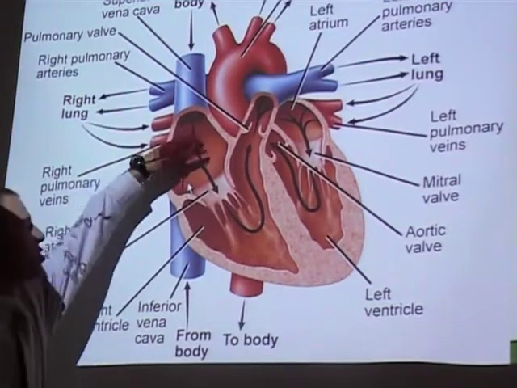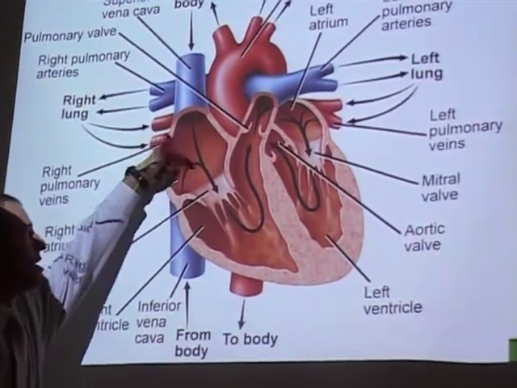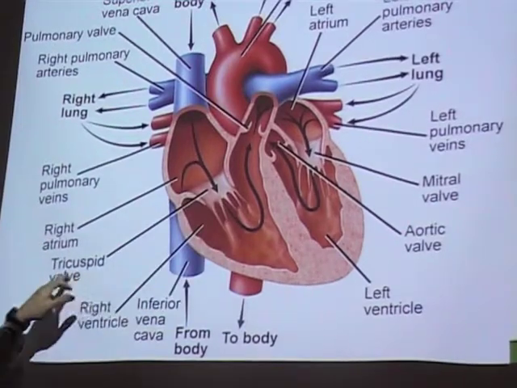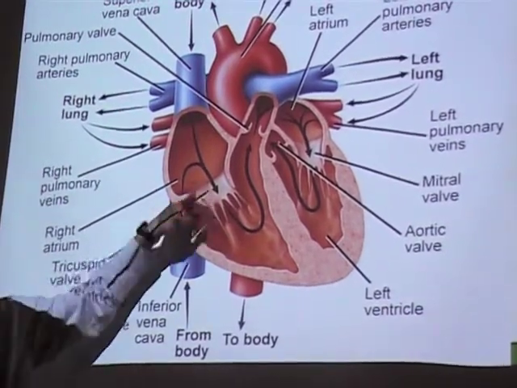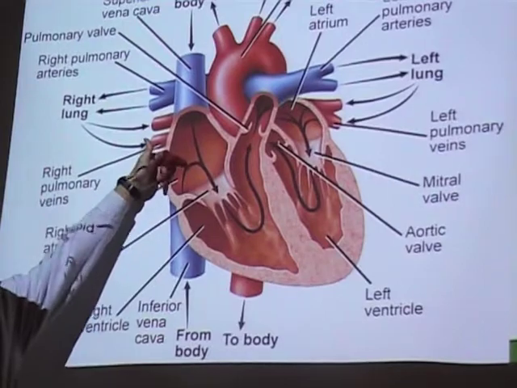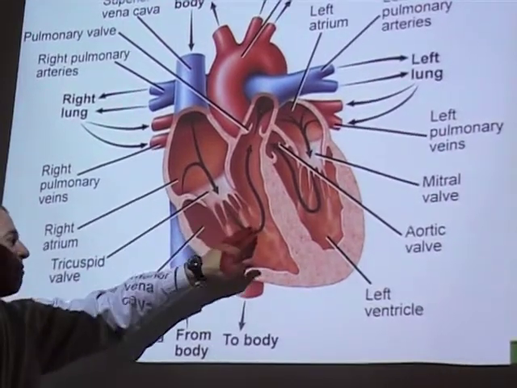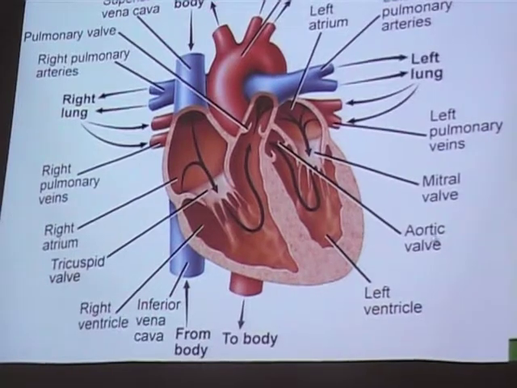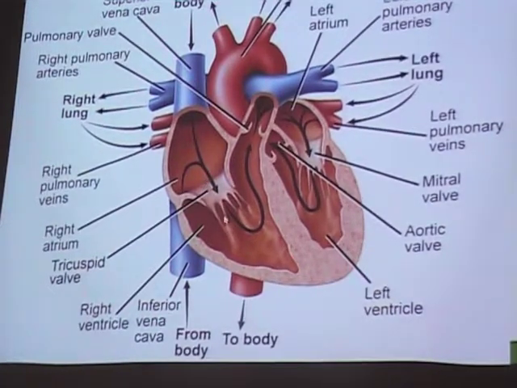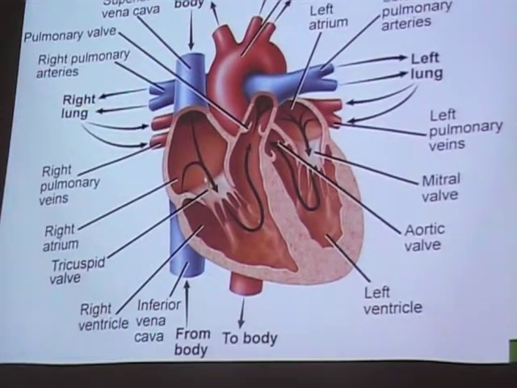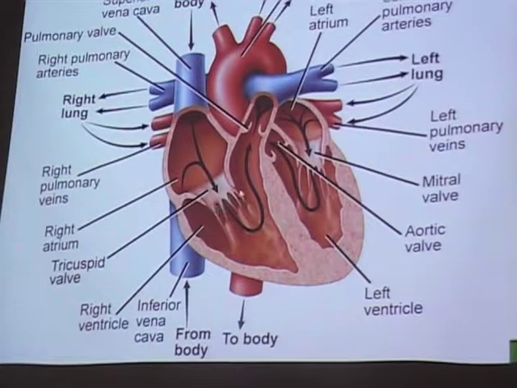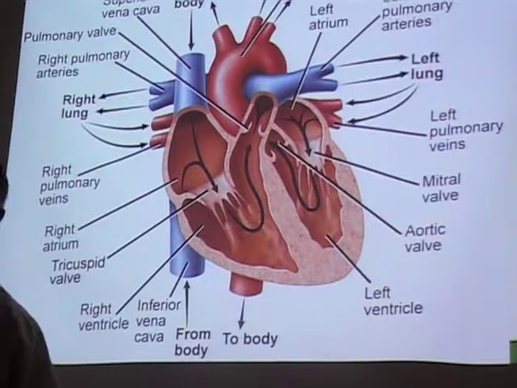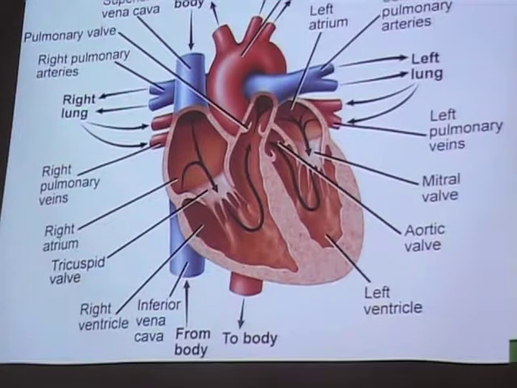The right atrium squeezes. Blood is pushed down through this valve called the tricuspid valve and down into the right ventricle. This is the right ventricle on the bottom. Now that's a one-way valve, so blood cannot go backwards. Once it's in here, it can't go backwards through that valve. It's kind of like a one-way door, like the little turnstiles you go through at the ball game. You can't go back once you're through.